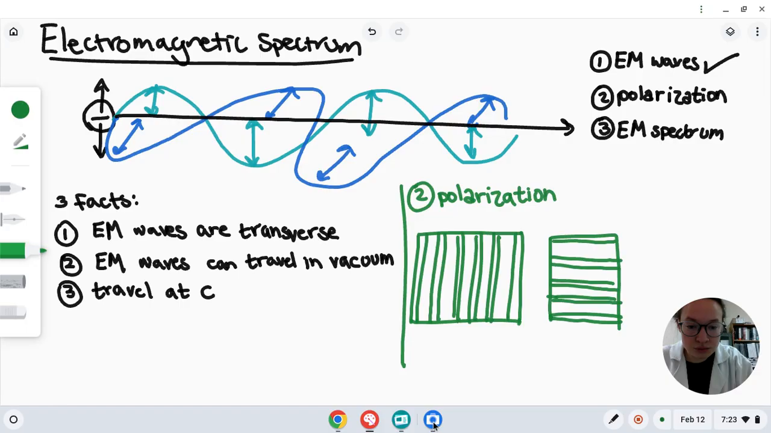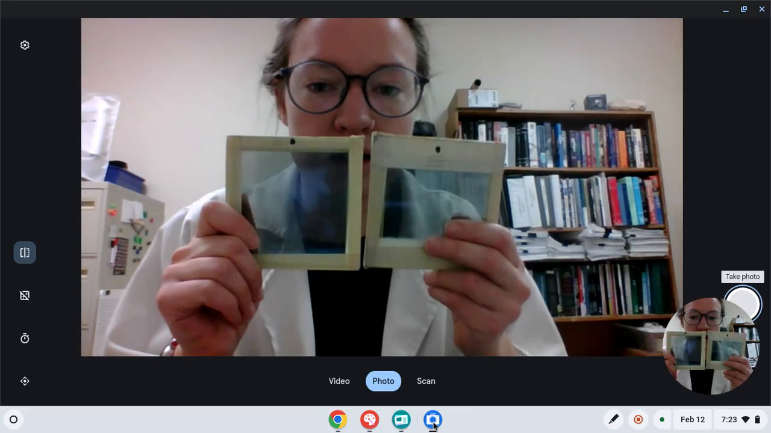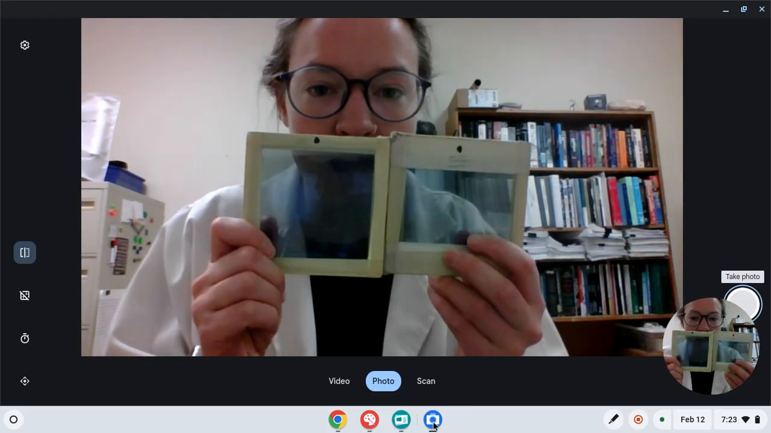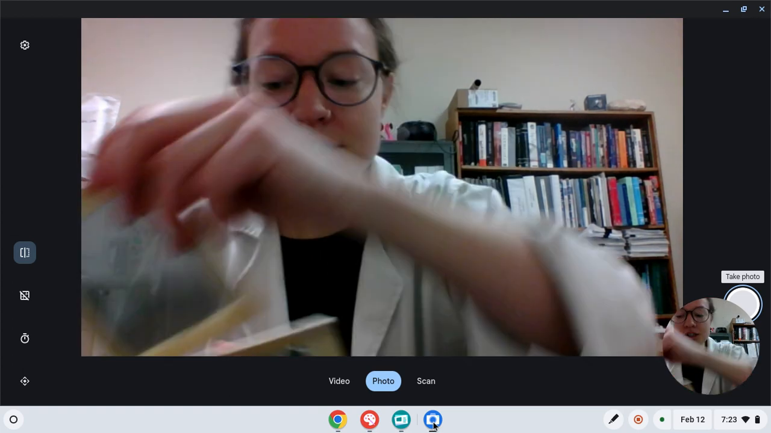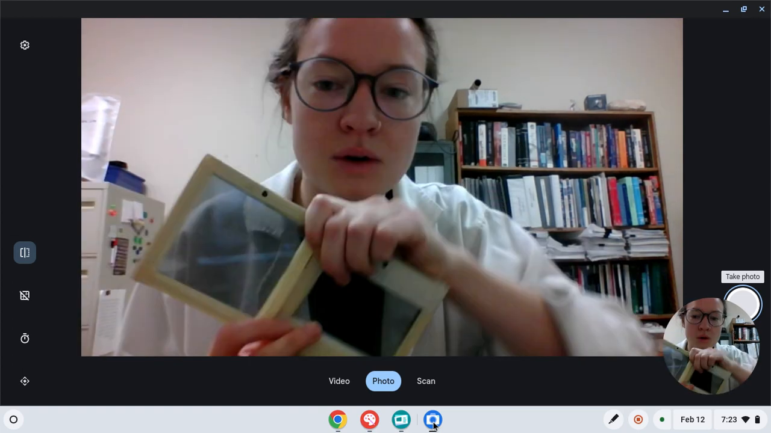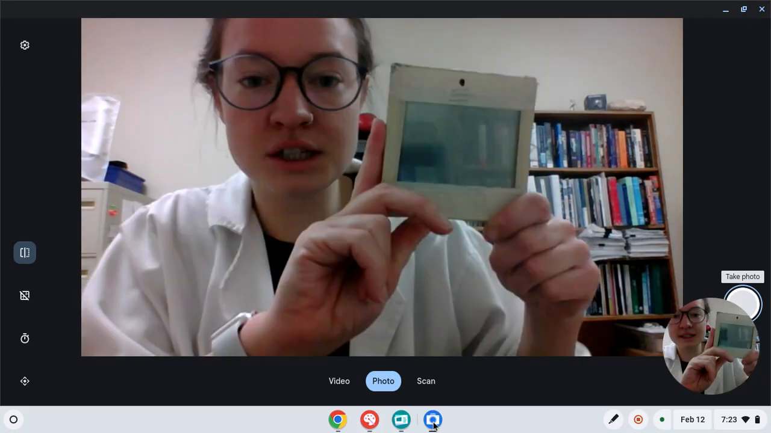Here I have two polarizing filters. I have this one right here and this one right here. Right now, when they have the little dots up, both of them are horizontal polarizers. So they're only letting light through horizontally. If I put them on top of each other, like this, you can see that you can still see through them pretty well because all the horizontal light is getting through.